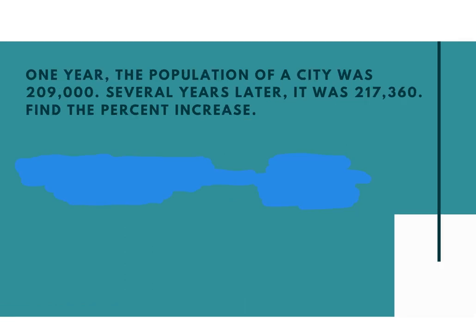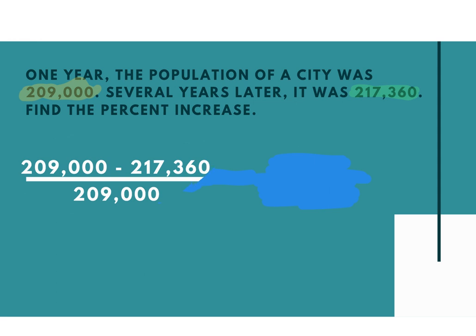Here is our second example. It says one year the population of a city was 209,000. Several years later, it was 217,360. Find the percent increase. So in this problem, I went ahead and told us this is a percent increase problem, but we could have seen that anyway because our new population is bigger than our old population. So here's our new population. Here's our old population.